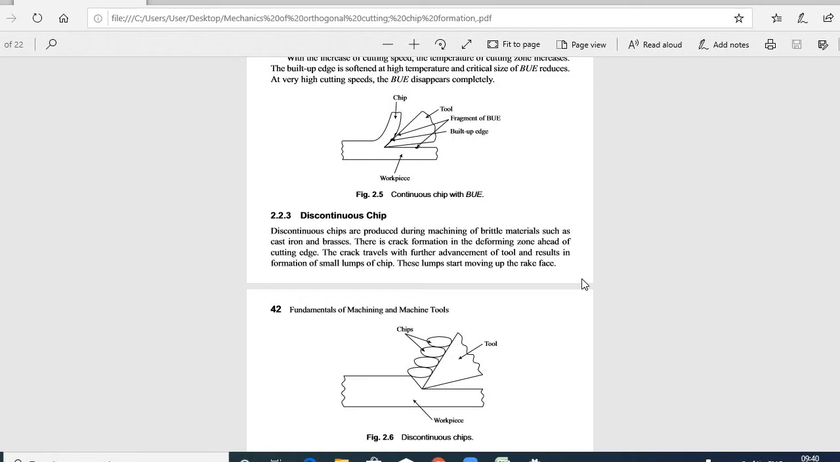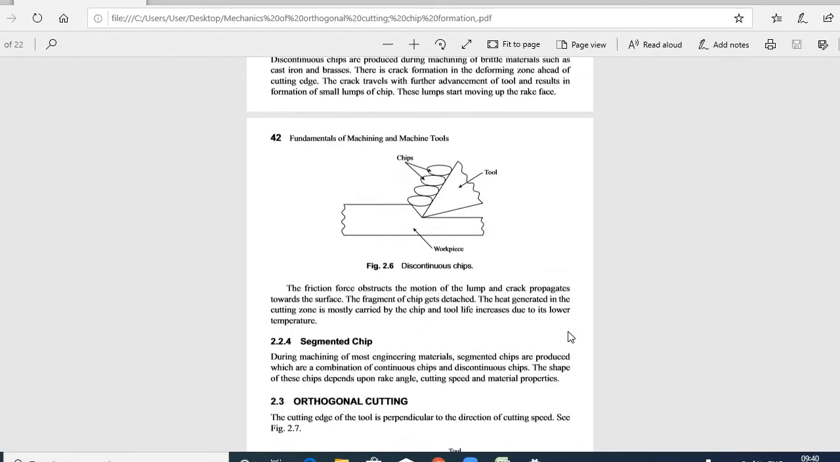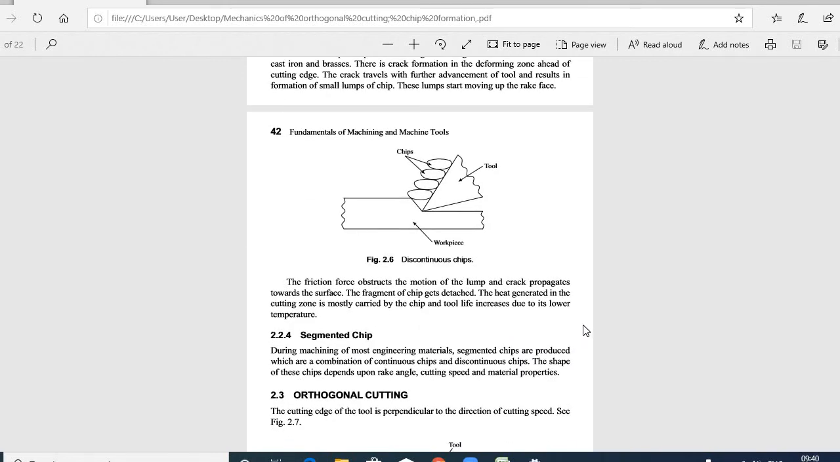There is a crack formation in the deforming zone ahead of the cutting edge. The crack travels with further advancement of the tool and results in the formation of small lumps of chips. These are the lumps of chips. You all can see the lumps start moving up the rake face. The friction force obstructs the motion of the lump and the crack propagates towards the surface. The fragment of chip gets detached.